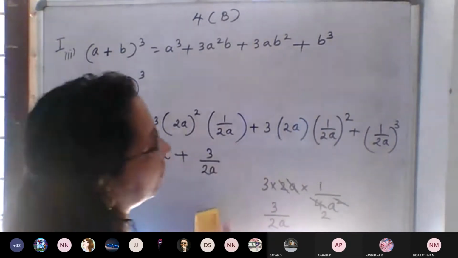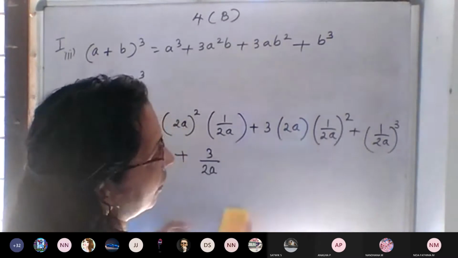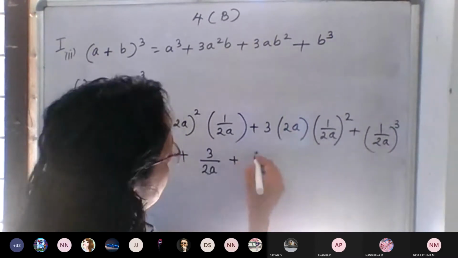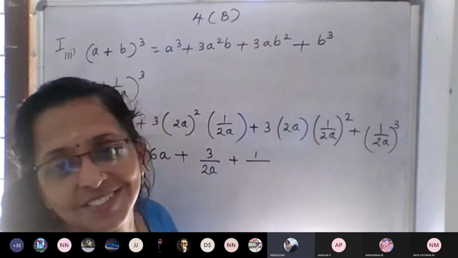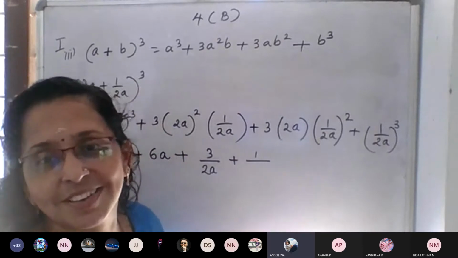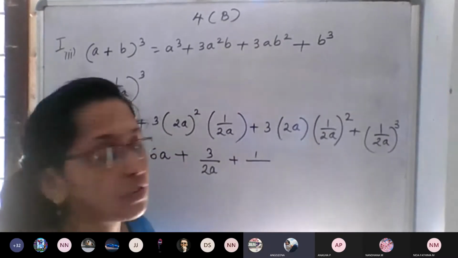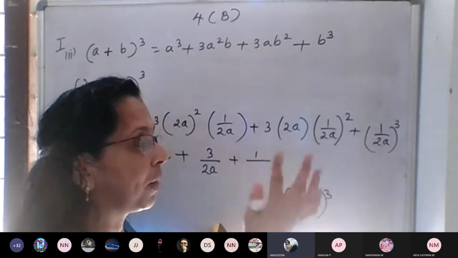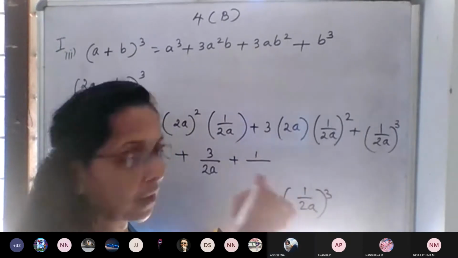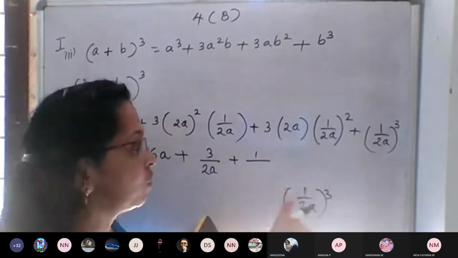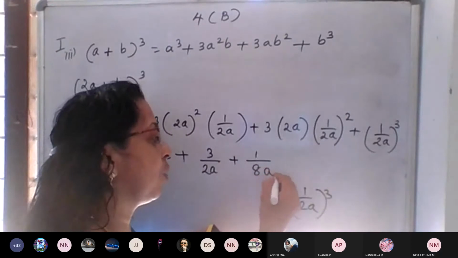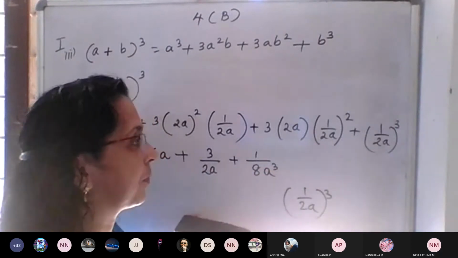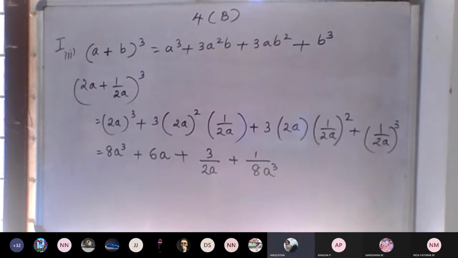Then 1 divided by 2a the whole cube. 1 into 1 into 1 is 1 itself. 2 cube is 8a cube. Satik, understood now? 8a cube.